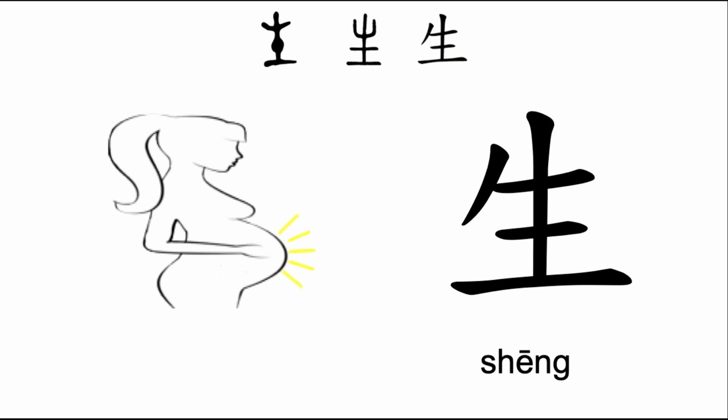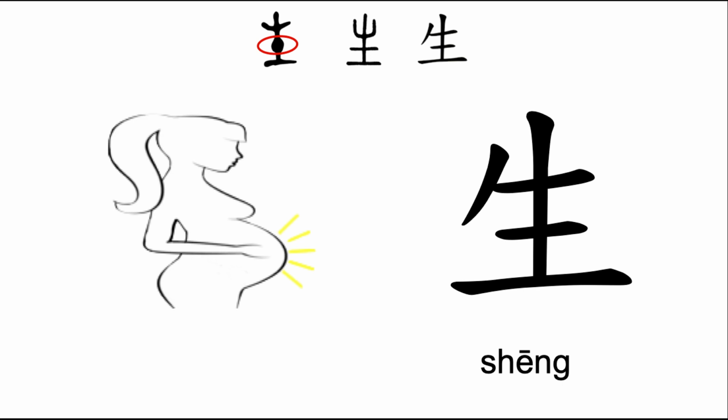Moving on to the character 生. In Oracle bone script, it was originally a symbol of a pregnant woman. That circular protrusion in the middle represented the round belly of a pregnant woman. As time passed, the shape evolved, and it eventually became the horizontal stroke we see now.